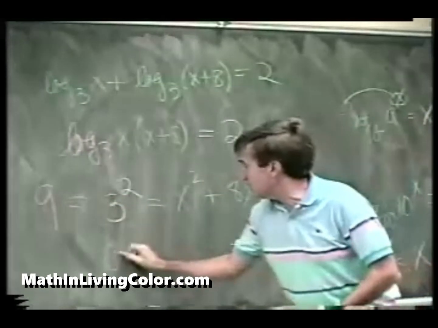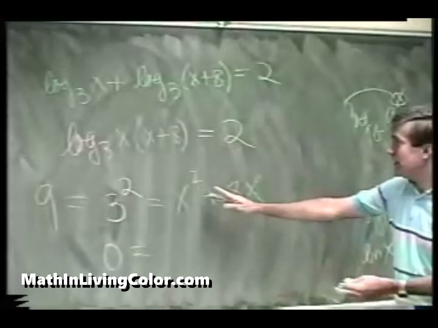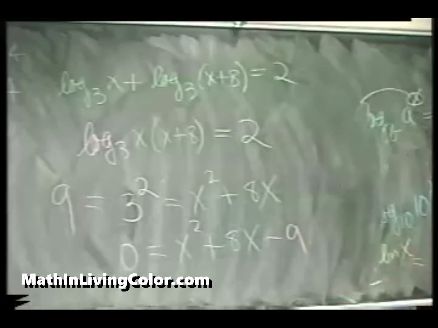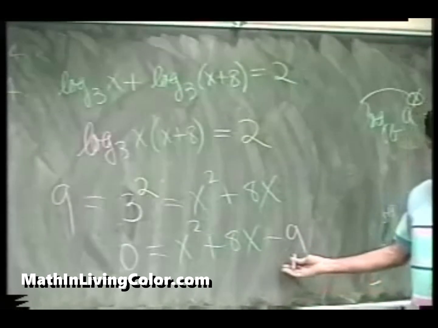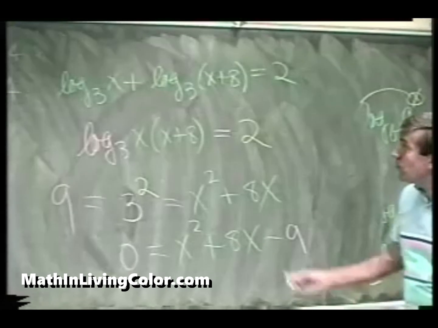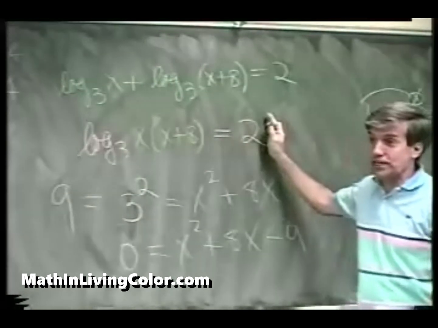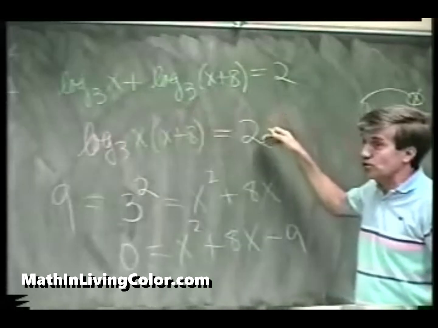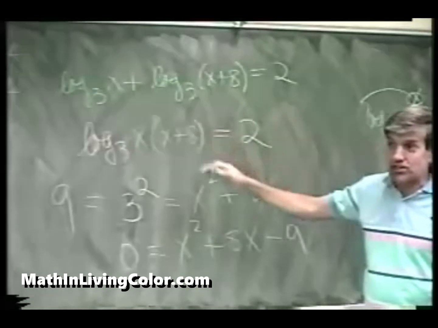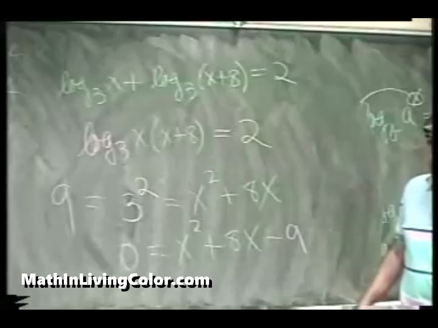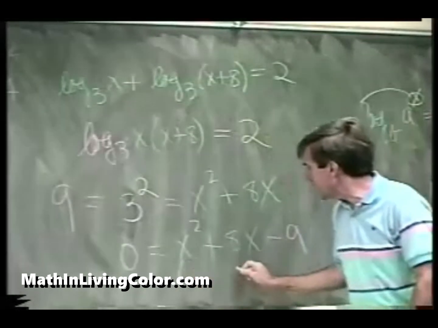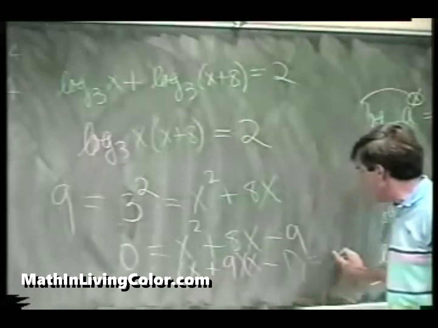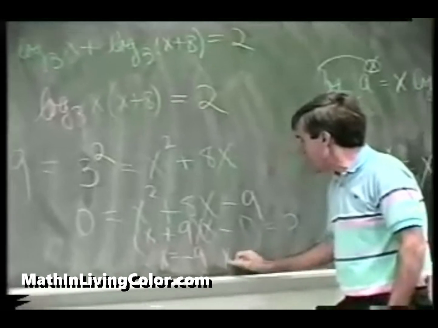Now let's get it equal to 0. 0 equals x squared plus 8x minus 9. Your first attempt to solve this would be to try to factor it. We changed from log base 3 of something equals 2 to 3 to the second power equals that, out of logarithmic notation into exponential notation. Now I need to factor this: x plus 9 times x minus 1 equals 0. So x equals negative 9, or x equals 1.